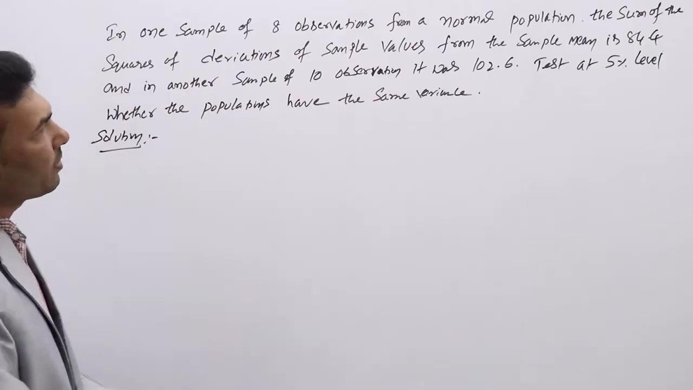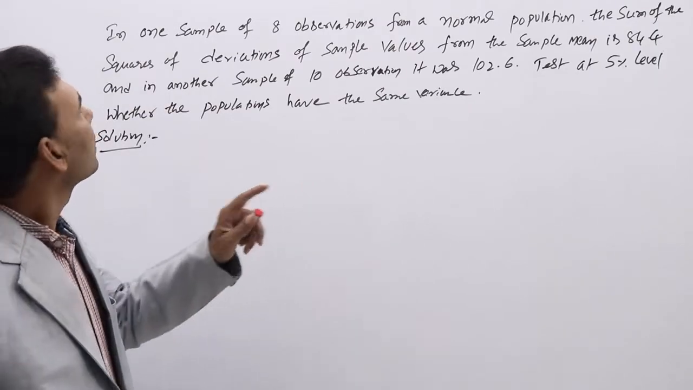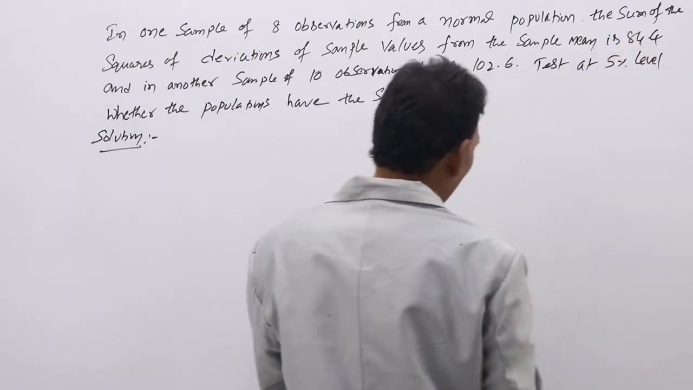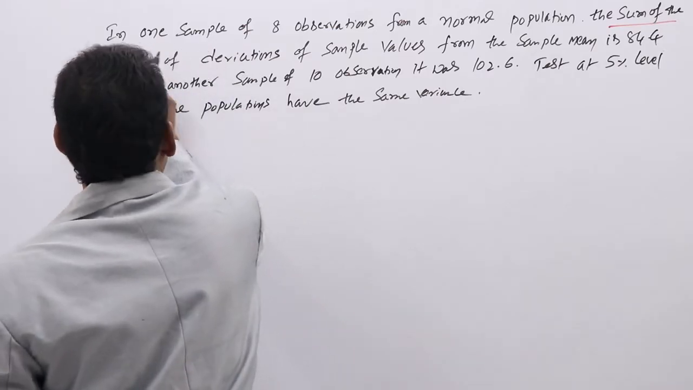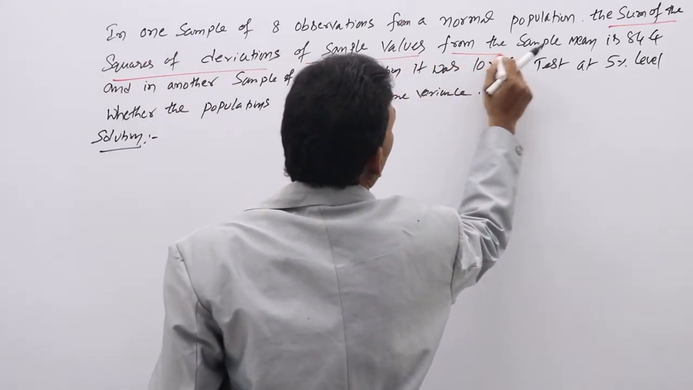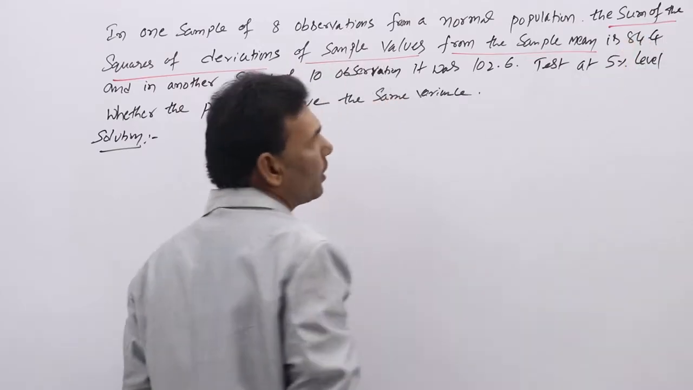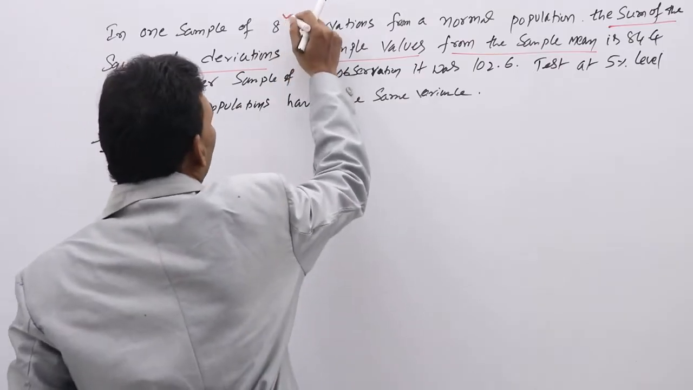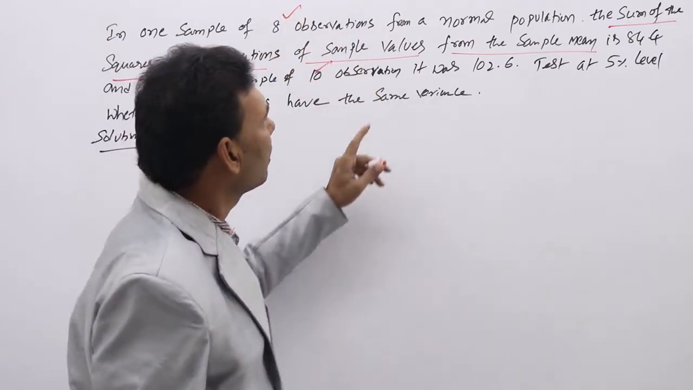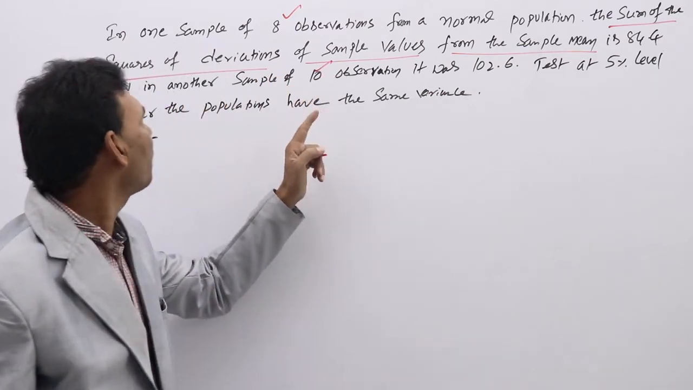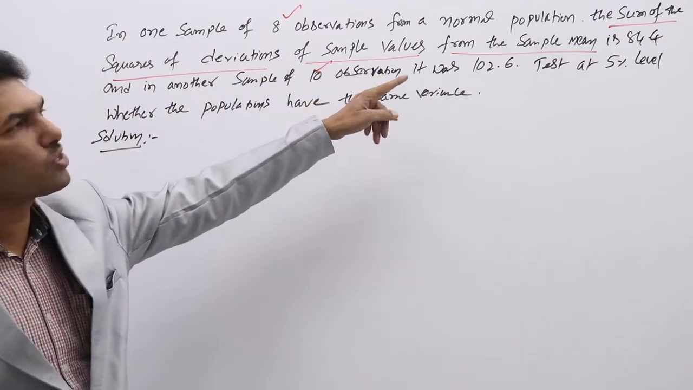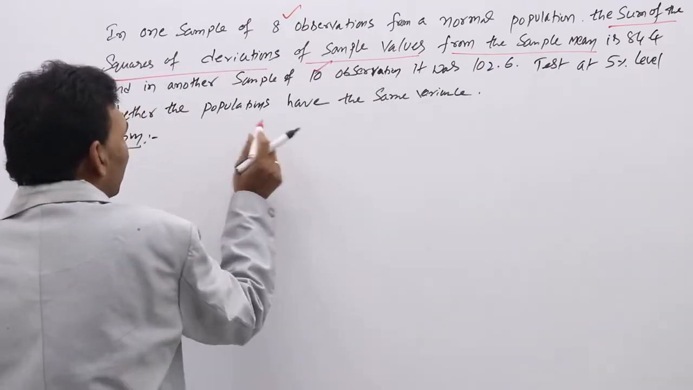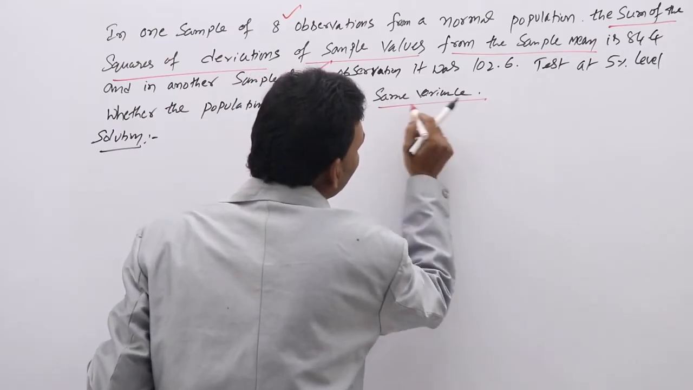In one sample of 8 observations from a normal population, the sum of squares of deviation of sample values from sample mean is 84.4. And in another sample of 10 observations, that means you can observe here two samples, the sum of squares of deviations of sample values from sample mean is 102.6. Test at 5% level whether the populations have same variance.